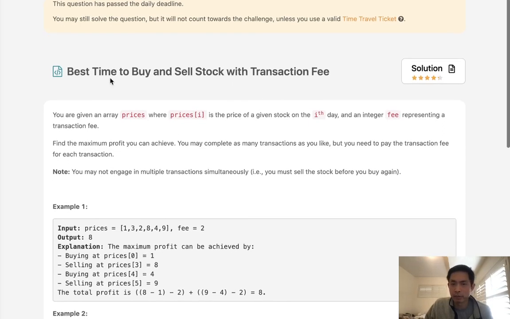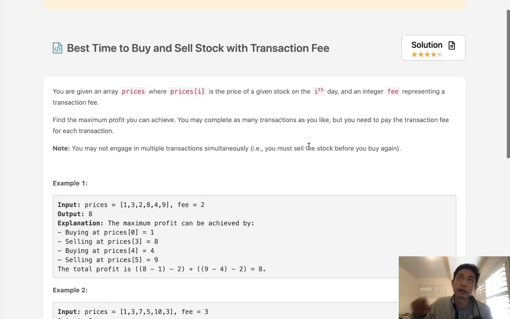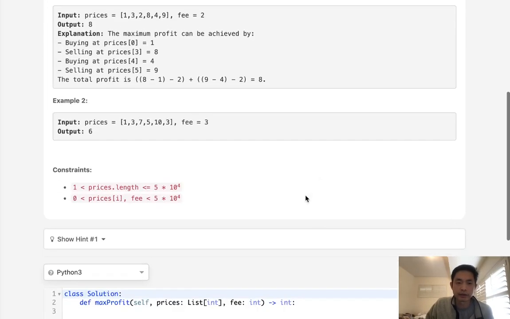So we've seen this problem before, but now it's got a little caveat: what if we have a transaction fee? What's the difference there? Well, you can imagine prices like 1, 2, 3, 4, 5, 6, 7, 8. It doesn't make sense to keep selling for $1 profit if the transaction fee is greater. So that could change our answer a little, but our approach is still going to be the same.